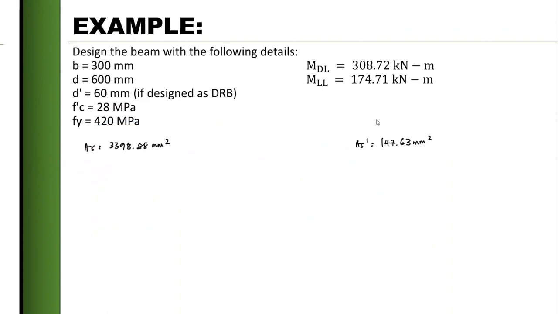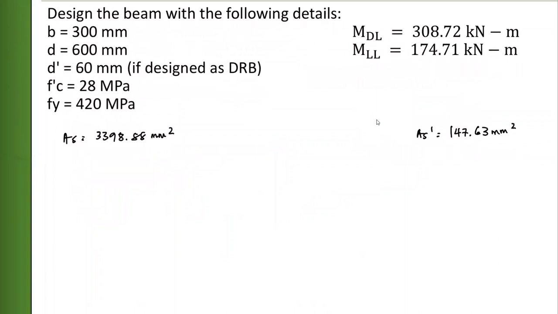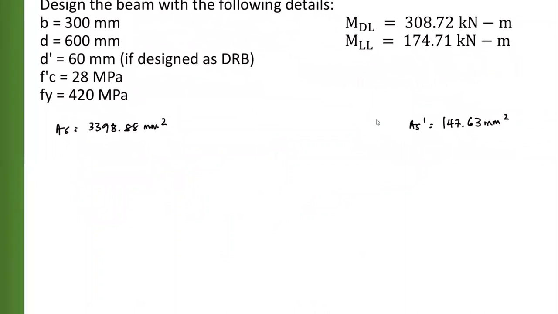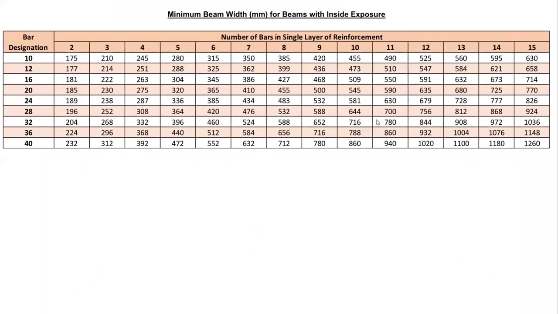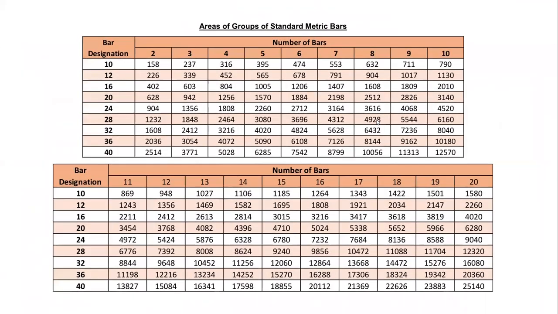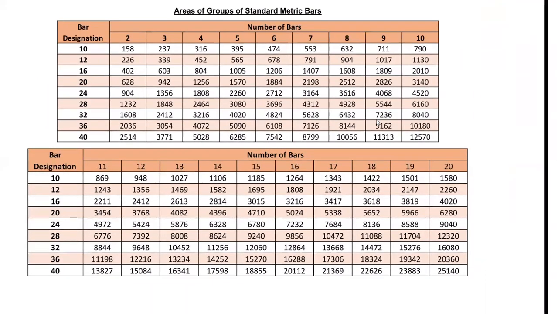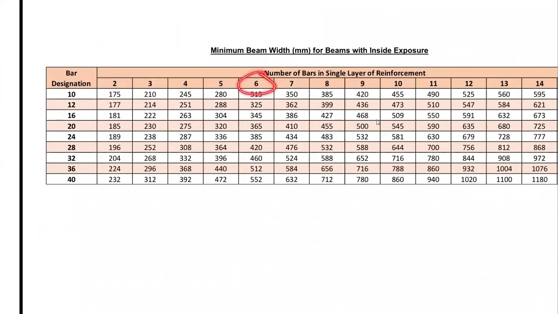For AS, let's go first to the tensile reinforcement. We need 3398.88, so let's go to our design aid. 3398 or 34 at least is what we need. For diameter 28, 6 pieces are needed for 34. Let's check the minimum width needed for 6 pieces of 28. The minimum width is 420, so that's not possible.